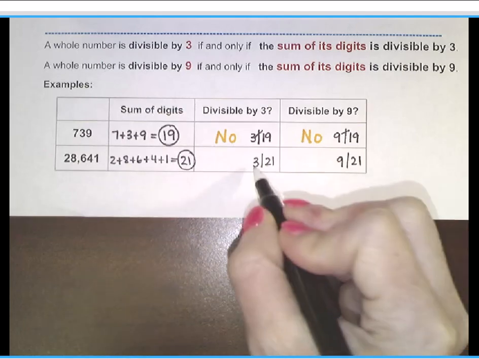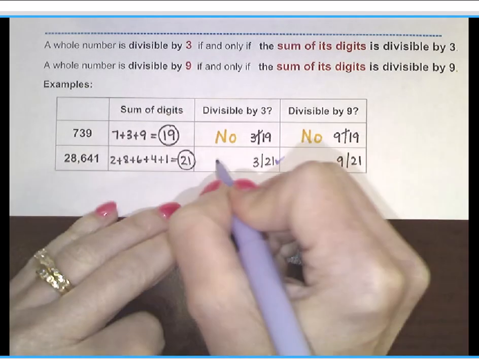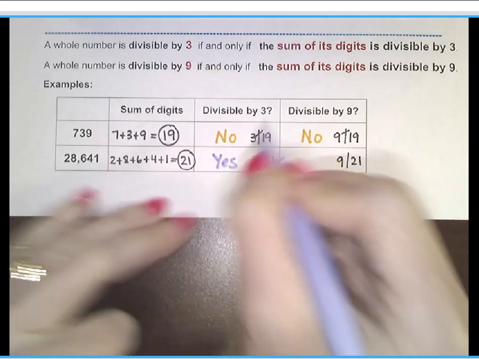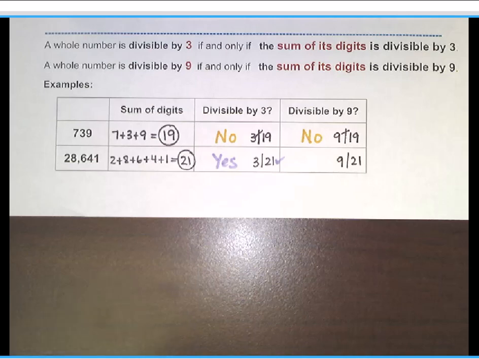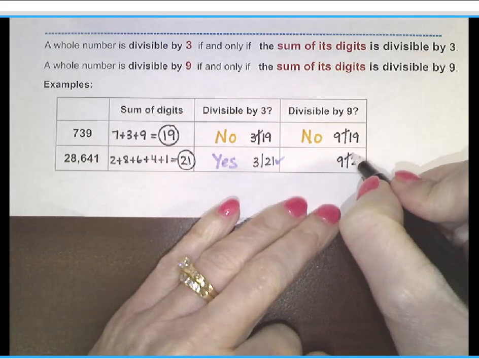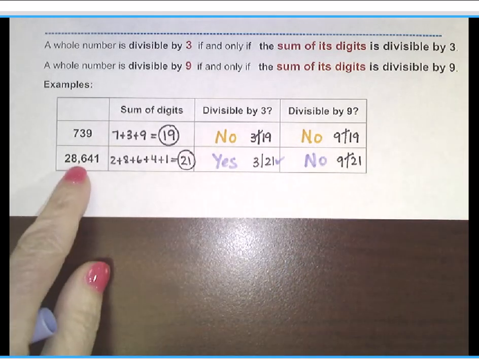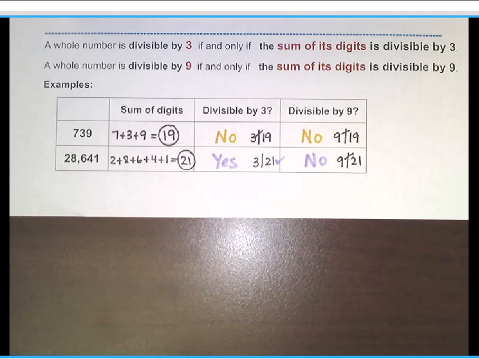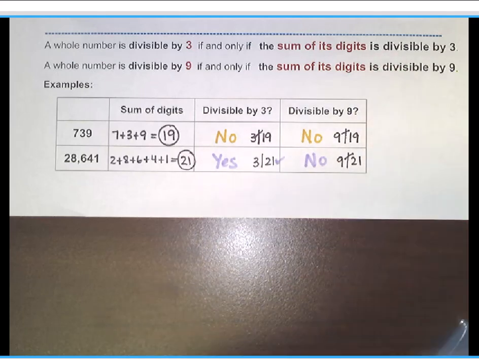So let's see, does 3 divide 21? Yes, 3 times 7 is 21. This one, yes. So that means 3 divides 28,641. What about 9? Does 9 divide 21? No. So that means 9 will not divide 28,641. So for 3 and 9, you use the sum of the digits, and this is absolutely one that you need to have in your toolbox.